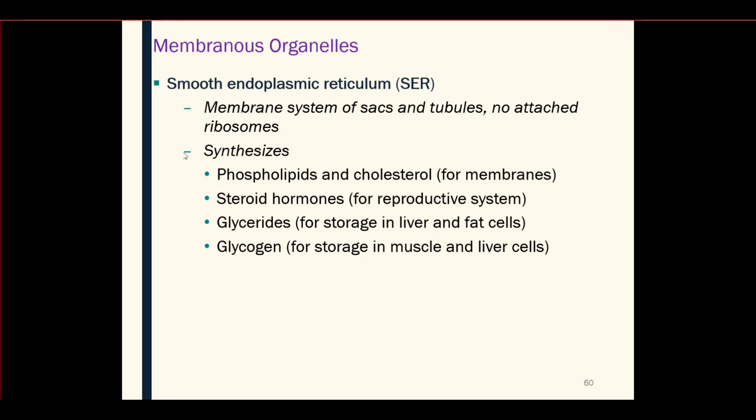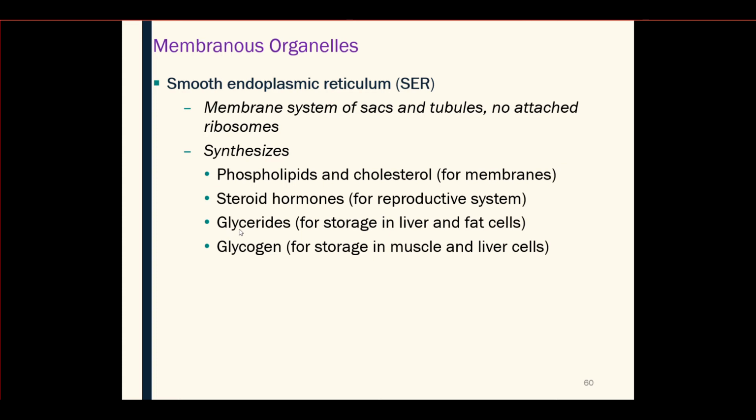Some of the things we need for our cell membranes. Remember the phospholipids, right? The phospholipid bilayer, cholesterol that we looked at, right? So those are made for our cell membranes. In organs that produce steroids, like steroid hormones in the reproductive system, you may know testosterone, estrogen, the smooth ER would produce those hormones there.